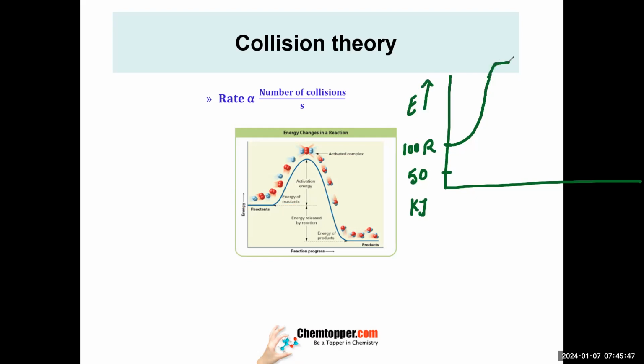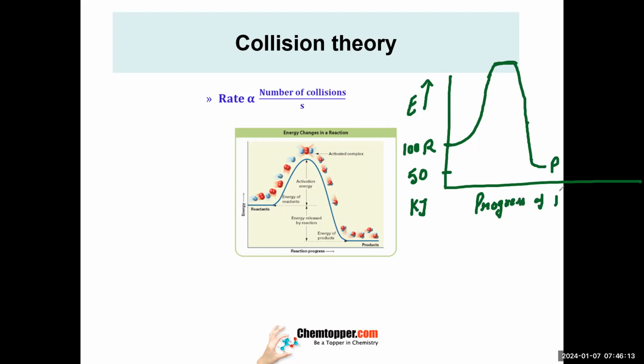This is the top of the hill where the complex is formed, that transition state, bond formation, bond breaking. And then all the bonds are broken. Now new bonds are forming. Bond formation is exothermic. Energy is getting released. And finally, I'm getting the product here. So this is the progress of reaction, reactant to product.